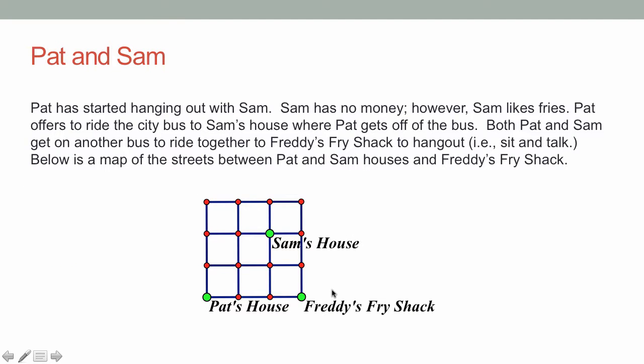All right, let's start talking. Let's get an example, right? All this stuff makes more sense when we have an example. Here's our friends Pat and Sam. Pat started hanging out with Sam. They're buddies. Sam has no money.